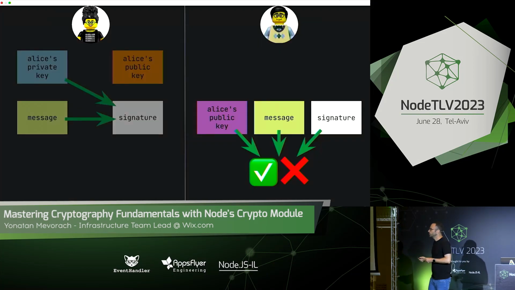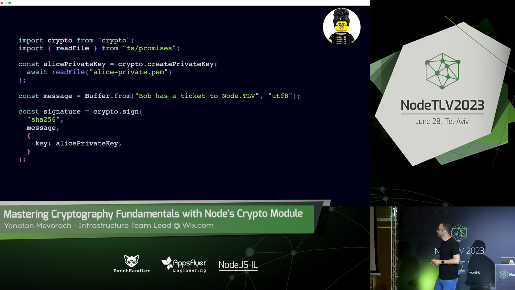And then what Bob can do to prove to himself that the message really came from Alice, or if he wants to prove it to somebody else, he can take Alice's public key, the message, and check the signature. Only someone with access to Alice's private key can create a signature that can be verified using Alice's public key, and this is why this proves that the message came from her. Let's see this in code.